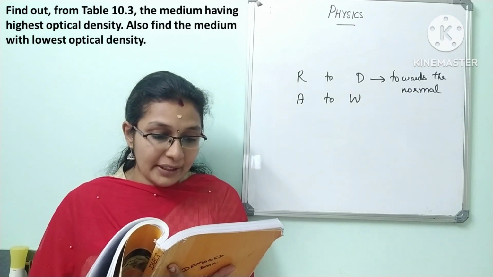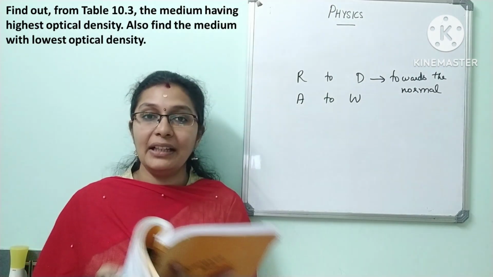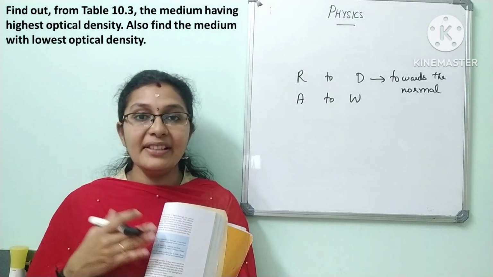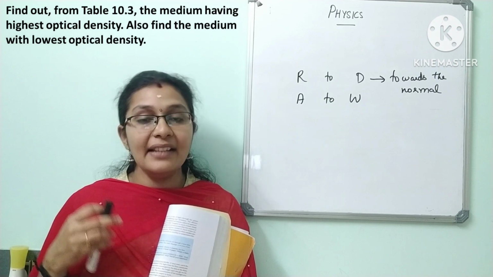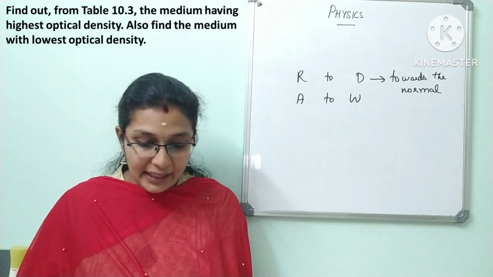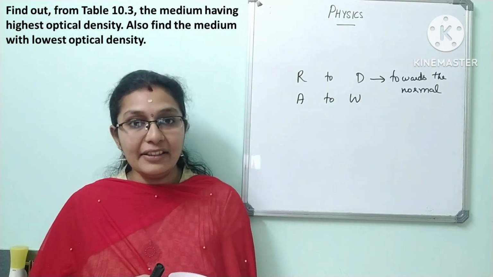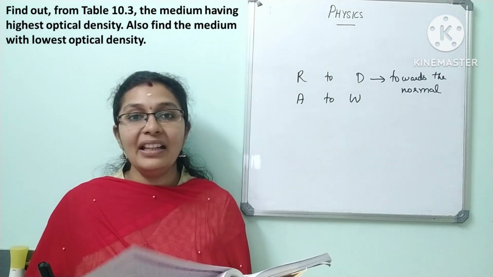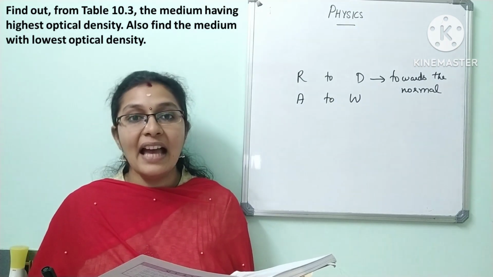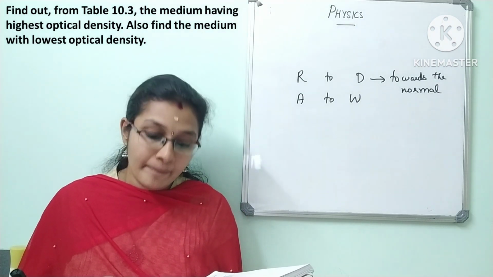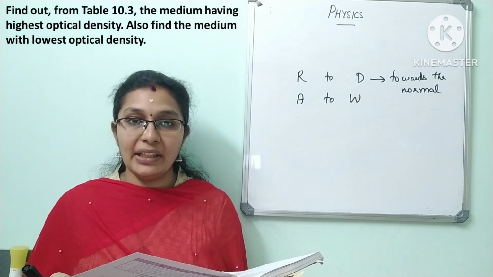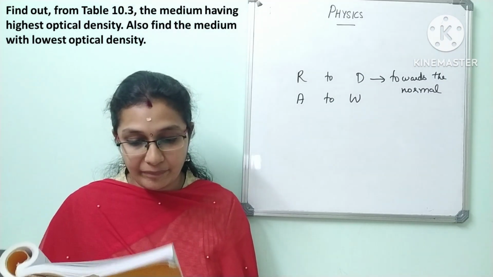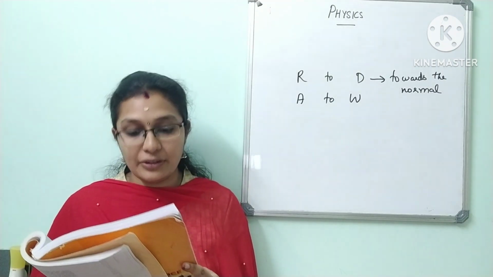Okay. Third question is based on the tabular column given before the page. Find out from table 10.3 the medium having highest optical density. Highest optical density means denser medium. The one which has more refractive index, we say it is the denser medium. So from the table we have to find which has highest optical density and lowest optical density. When you see, diamond has higher refractive index, so we say it has higher optical density, and air has lower refractive index, so we say air has lower optical density. Clear?